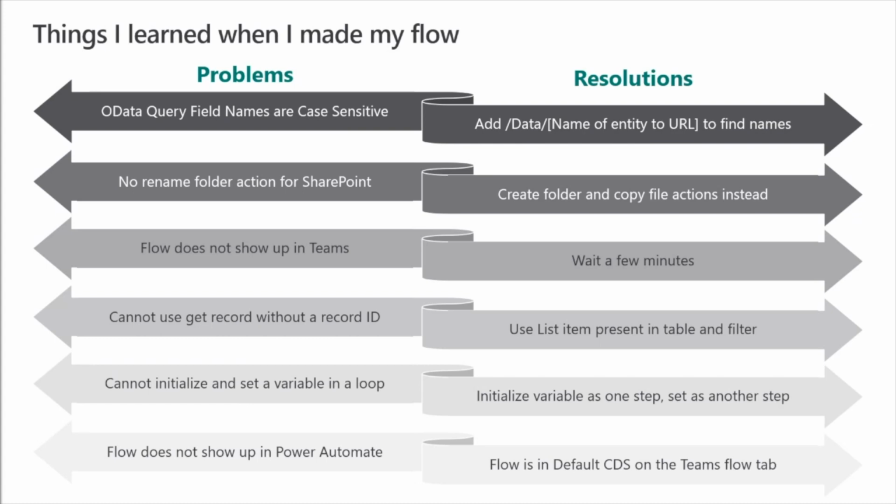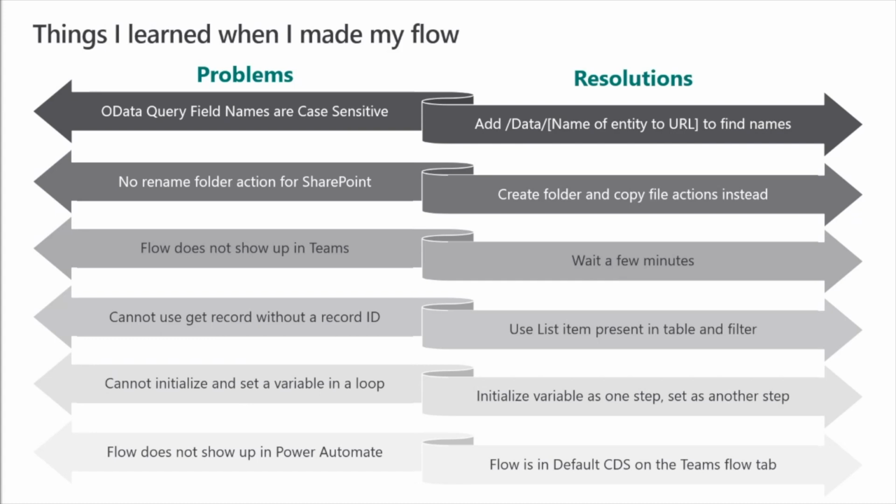The next thing is you can't use the get record, and I shouldn't say without a record ID. It's the object ID that is really the technical term. In my case, if you don't know what that object ID is, one tip if you want to use get record instead is to just run the flow and let it give you the error message. In my case, I decided to use the list items present in table, and then I filtered it down using that OData filter.